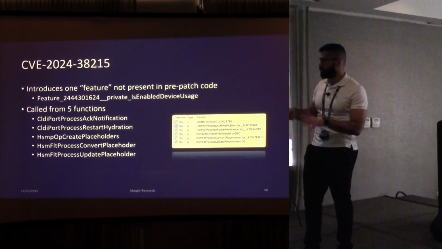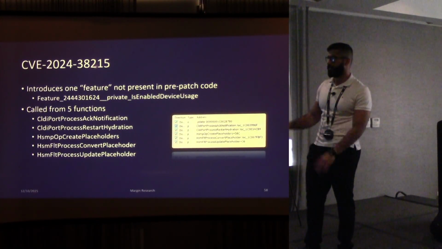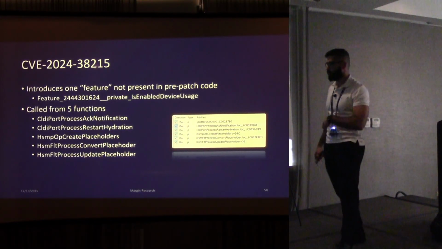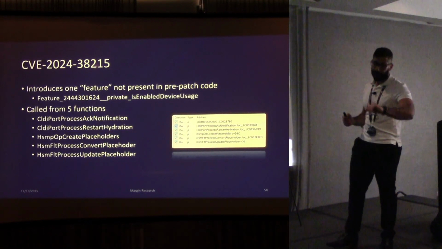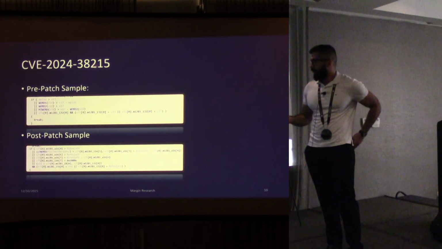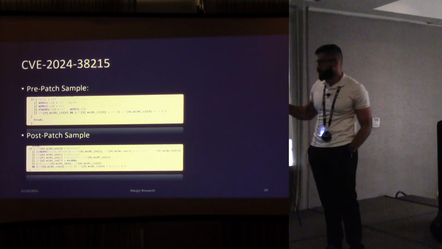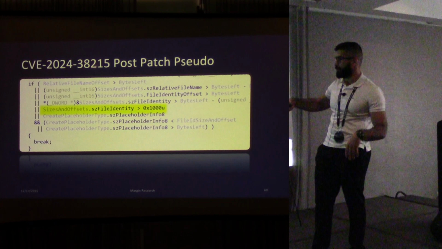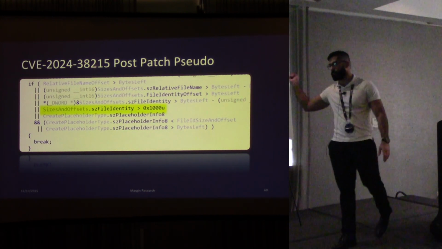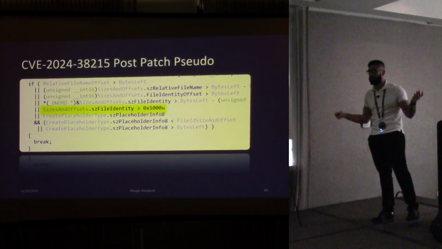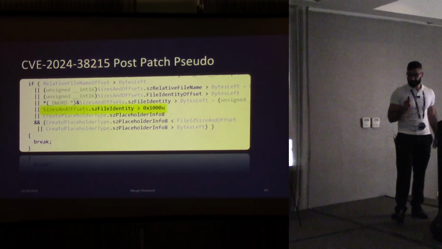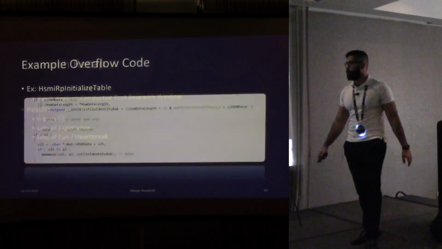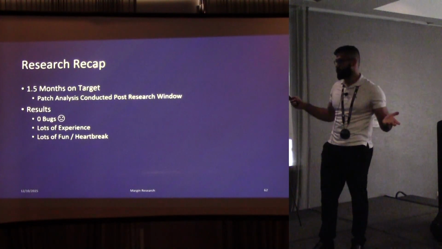After doing a little bit more reversing, we can narrow down to the interesting functions: acknowledge notifications, create placeholders, convert placeholders, update, etc. Now, here's your pre and post patch sample. You can see just a lot more logic added, but finally, when we add symbols, we can see it's the file identity. It's checking if it's greater than hex 1000, which will create your overflow in the check that's right here.